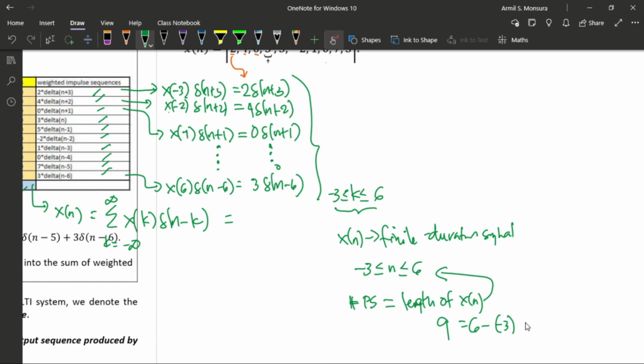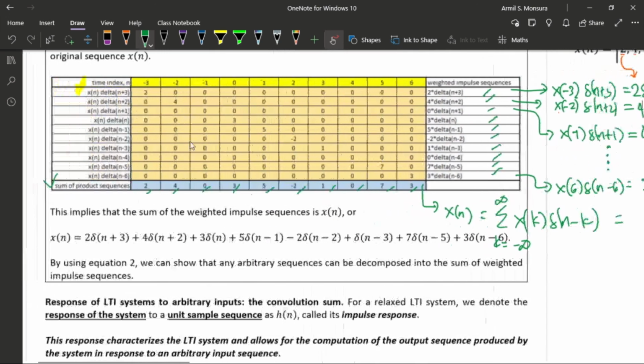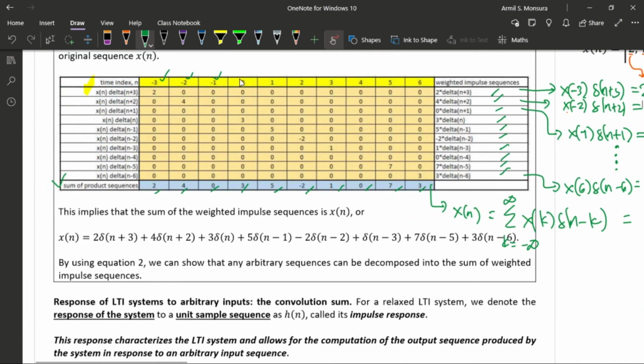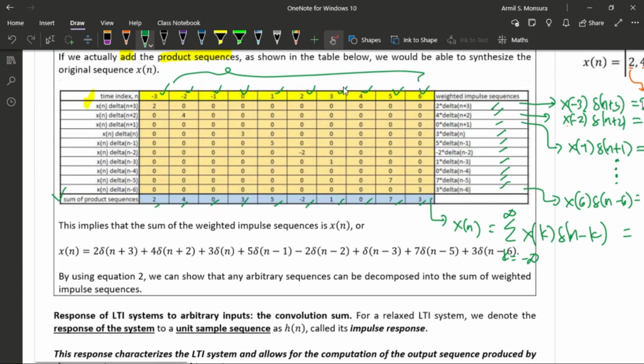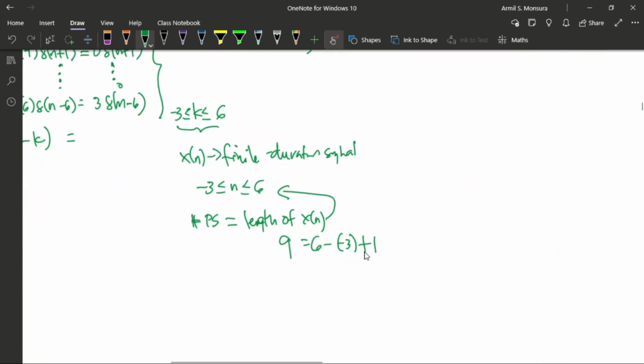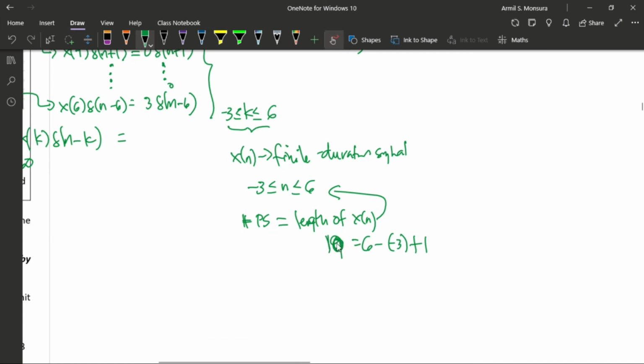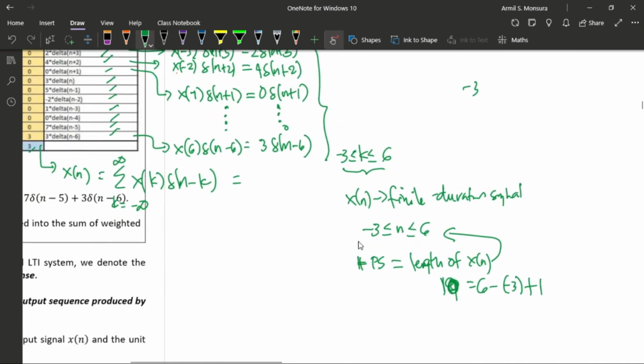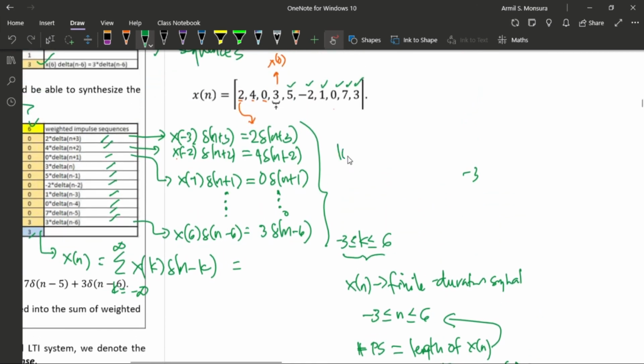Kailangan pa pala magdagdag ng isa, kasi meron nga palang term sa 0. Kasi negative 3, ito yun. Bilangin ito: 1, 2, 3, 4, 5, 6, 7, 8, 9, 10. So, yung length ng x niyo is 10. So, mali pala yung dito. 6 minus negative 3 plus 1, dapat 10 ito. So, dapat meron din kayong 10 terms at 10 na product sequences. The number of product sequences niyo is 10.